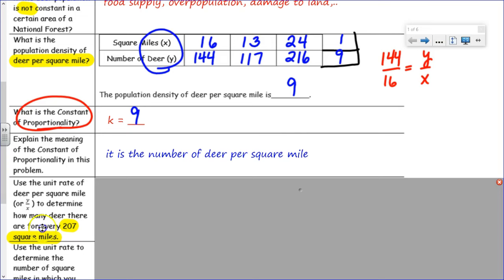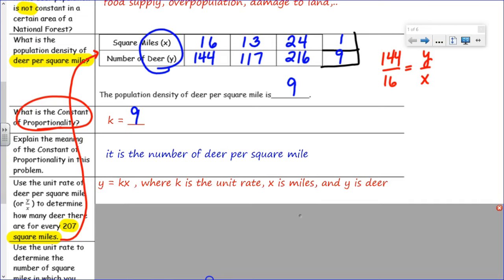Let's figure out how many deer there are for each square mile. Go back to our chart here. Square miles, is that the x or is that the y? It is the x. So when we fill this out, let's go ahead and figure out what the answer would be. So we have y over x. I want you to do this off to the side.